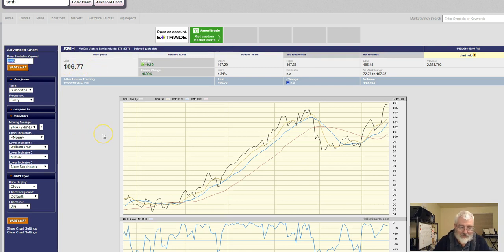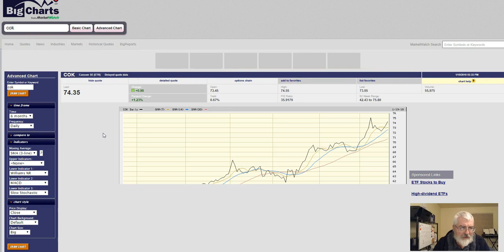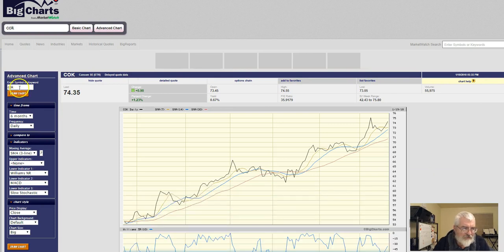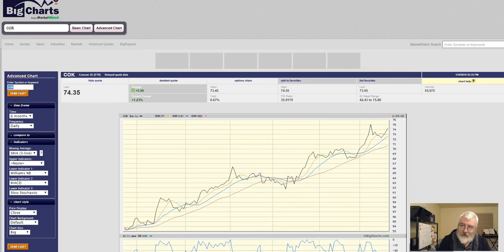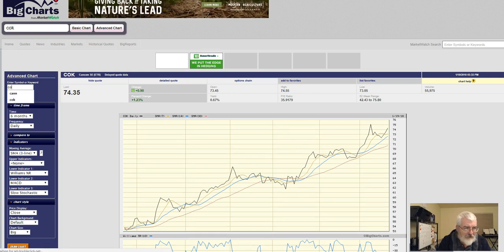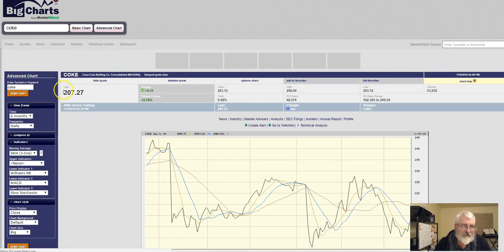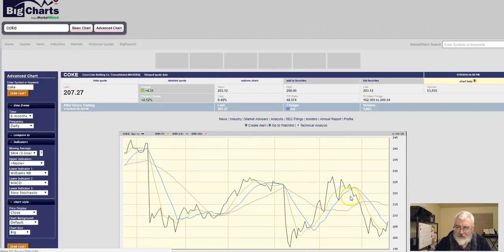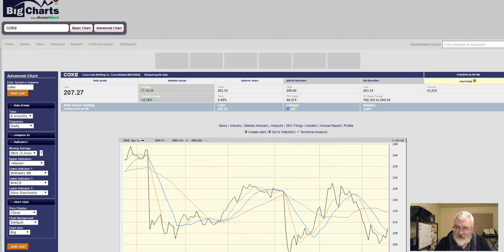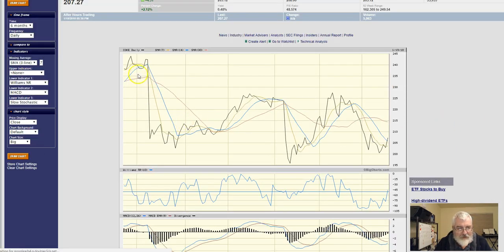Let's find one that people might want to buy. What's this one? Nope. How about that one? Coca-Cola Bottling Company. Now look at that. This one is not doing well. You can see it starts up here and it goes downward. So this is a downward trend.